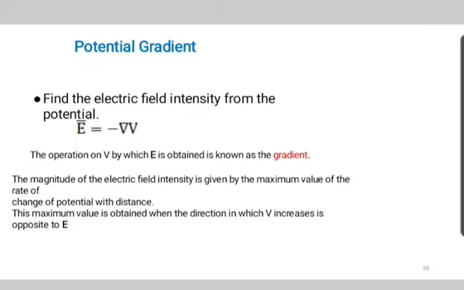Before going to the potential gradient, what is absolute potential? The work done for bringing unit positive charge from infinity to any point within the electric field and against the electric field is called the potential or absolute potential of that point, and it is denoted by V and measured in volt.